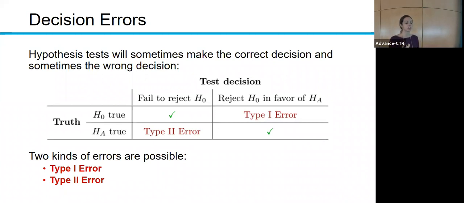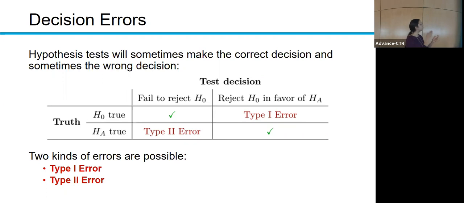By failing to reject the null, it means that your hypothesis test has concluded that there's insufficient evidence to reject the null, which is the right decision in this case because we assumed the truth was that the null is true. Similarly, if the alternative hypothesis is true and you reject the null and move in favor of the alternative hypothesis, again, you've done a great job because that is the true nature of things and you got it right. The point where mistakes start to come in is when you make one decision, but the underlying truth is different than that decision.